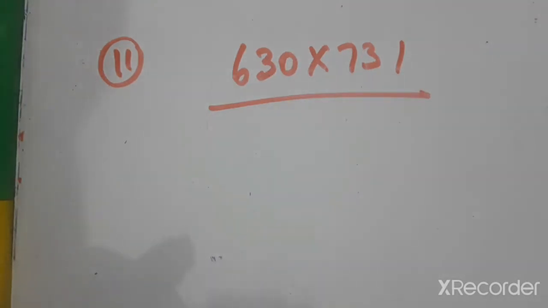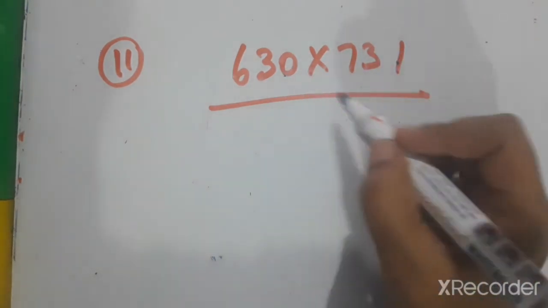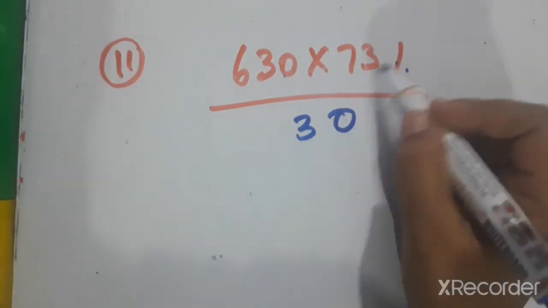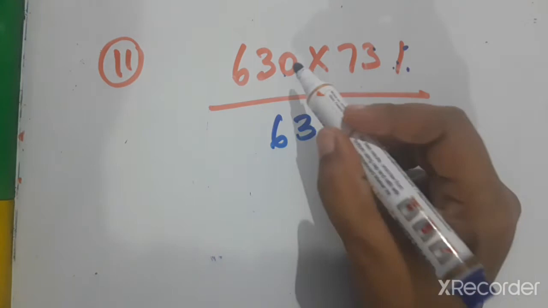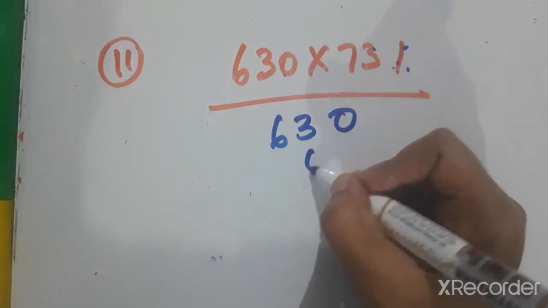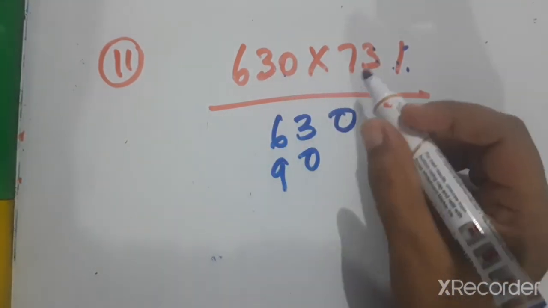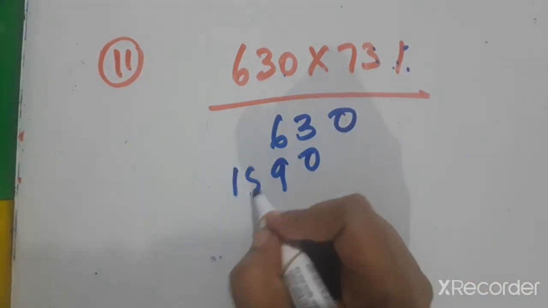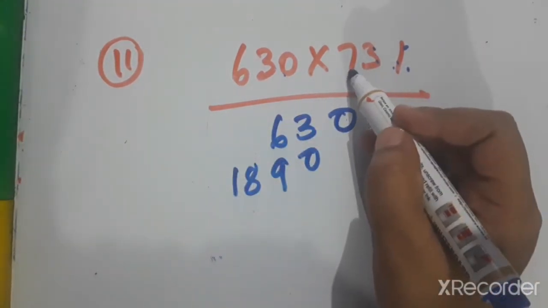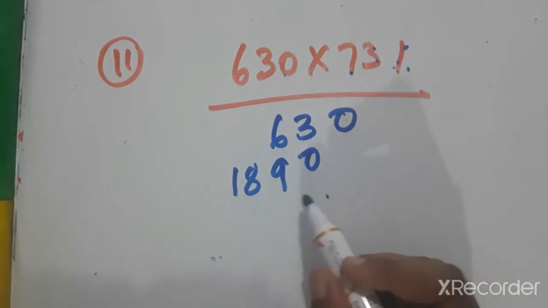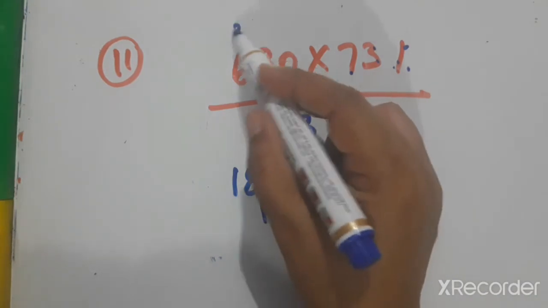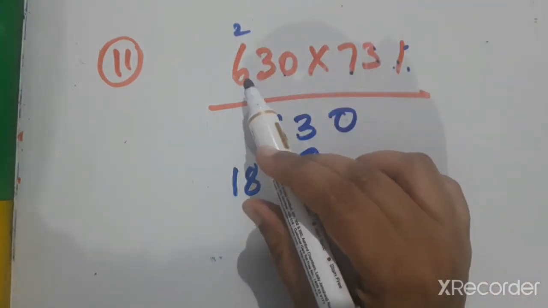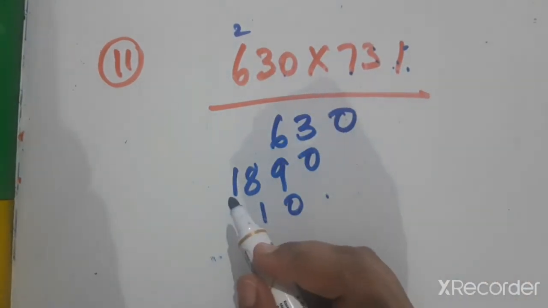Now next, 11th one, 630 into 731. Now 1 into 0 is 0, 1 threes are 3, 1 into 6 is 6. So first line with 1 multiplication over. Now with 3 we have to multiply each number. 3 into 0 is 0, 3 threes are 9, 3 sixes are 18. Now with 7, third number, we have to multiply each number. 7 into 0, leave one space and write 7 into 0 is 0. 7 threes are 21. So 1 to carry out to next place. 7 sixes are 42. 42 plus 2, 43, 44.